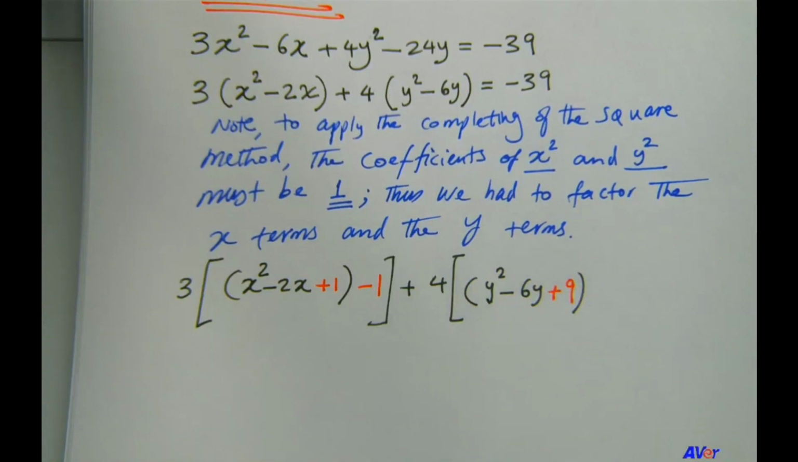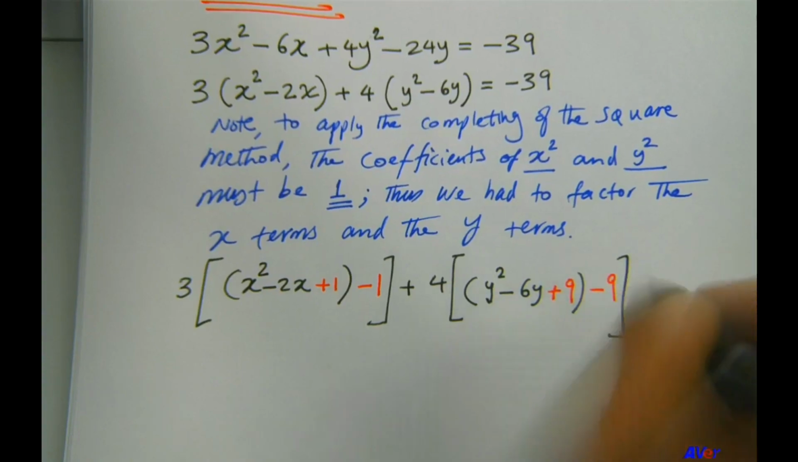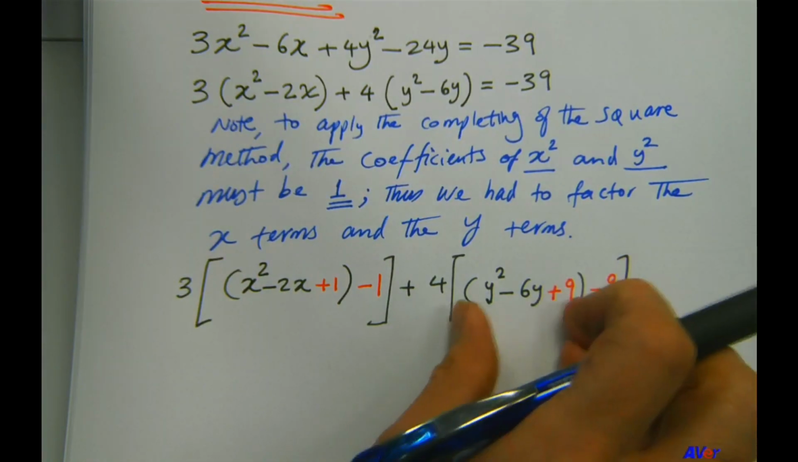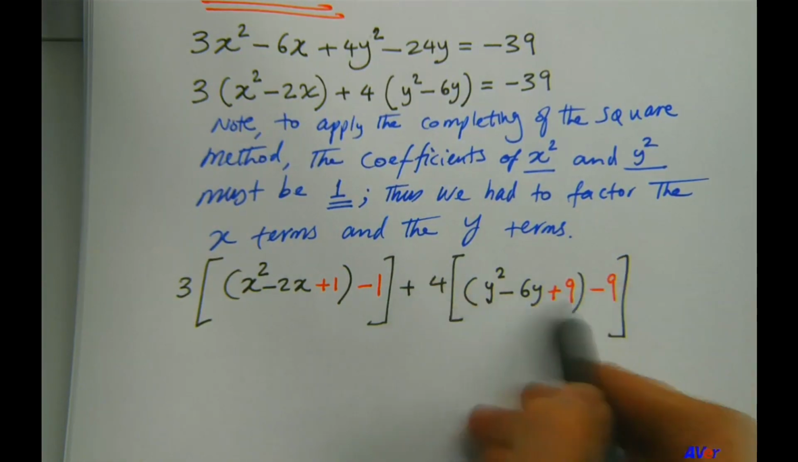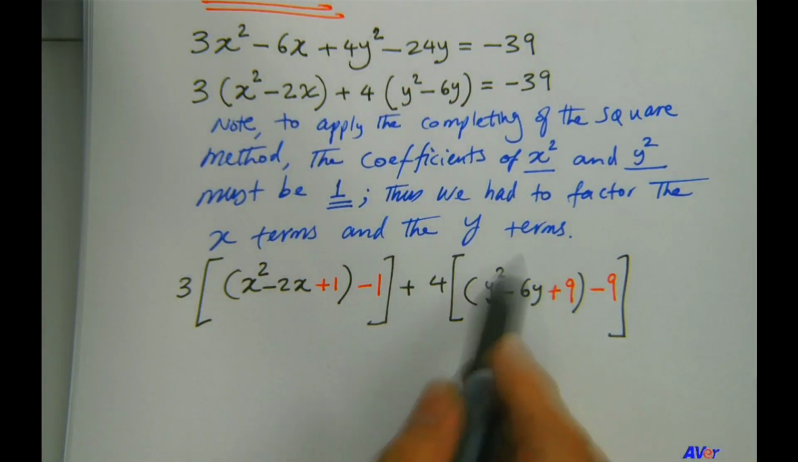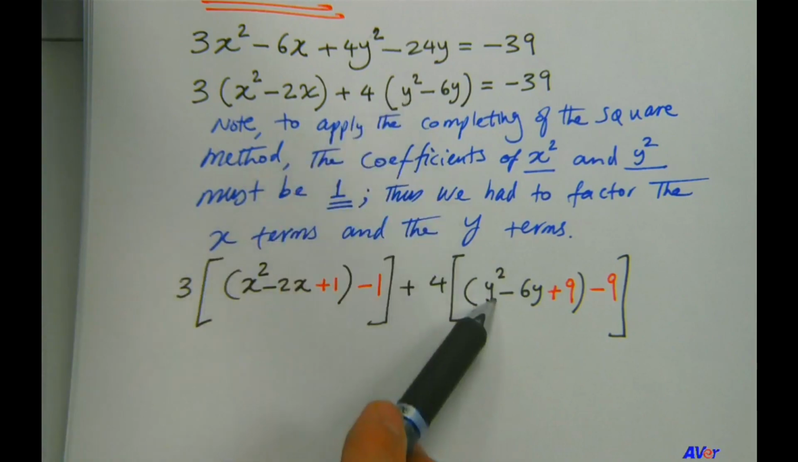And I have to subtract 9 on the outside to balance this. So if you're wondering how this is happening, now we can write these 3 terms as a perfect square, which is what we want. But how do we get from here to here?